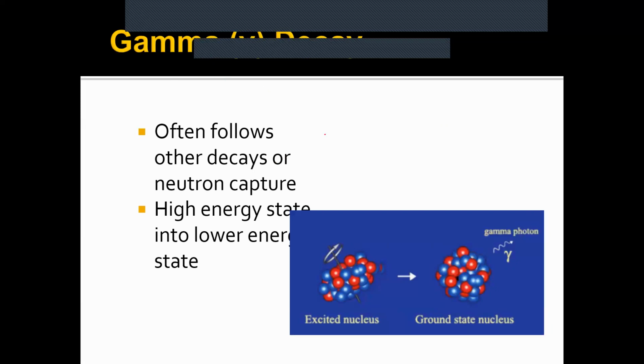So the final type is a gamma decay. The key thing about gamma decay is that all that's happening is it's releasing gamma rays, which basically the way you think of it is imagine X-rays, now give them Russian steroids. That's what a gamma ray is. All that's happening is you have this high energy nucleus, and then it's going to shift into a lower energy nucleus by releasing gamma rays.